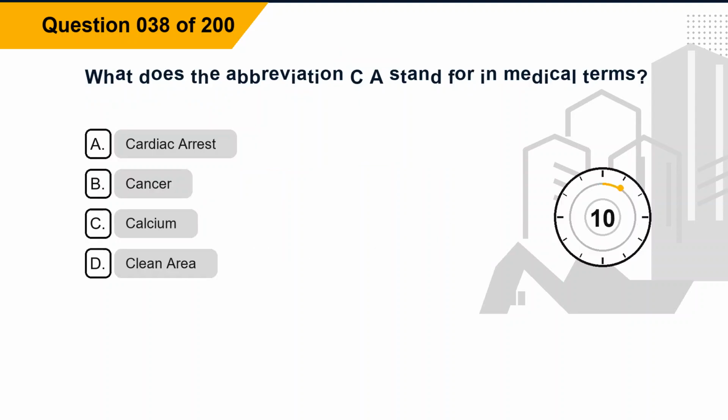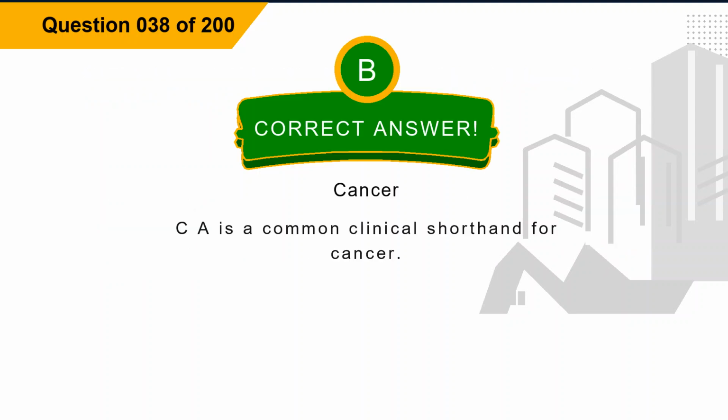Question 38. What does the abbreviation CA stand for in medical terms? Option A, cardiac arrest. Option B, cancer. Option C, calcium. Option D, clean area. The correct answer is option B, cancer. Explanation: CA is a common clinical shorthand for cancer.